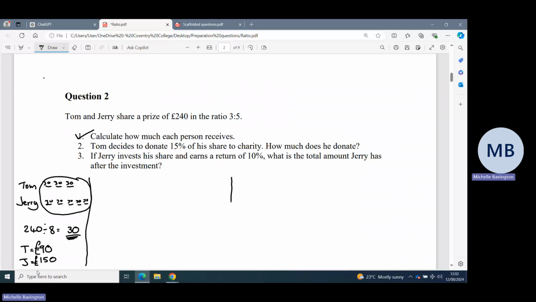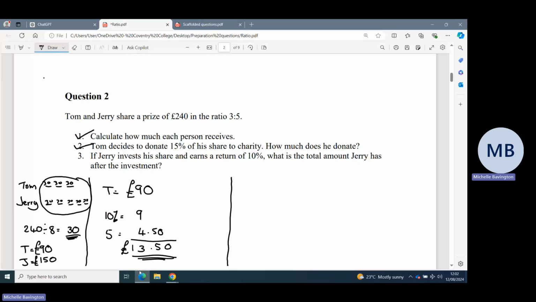Okay, let's have a look at the next one. Let's put a line here. Tom decides to donate 15% of his share. Right, Tom gets £90. So 10% equals £9, and 5% will equal £4.50, because it's just half of that, half of 9. Again, if you're unsure about percentages, look at previous videos. So he donates £13.50. That was quite easy.